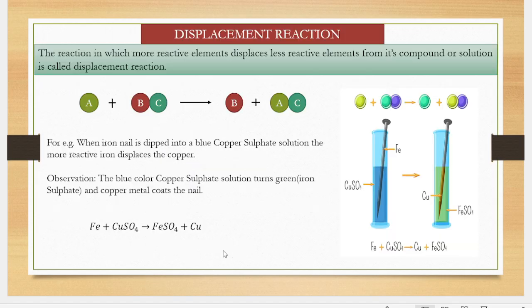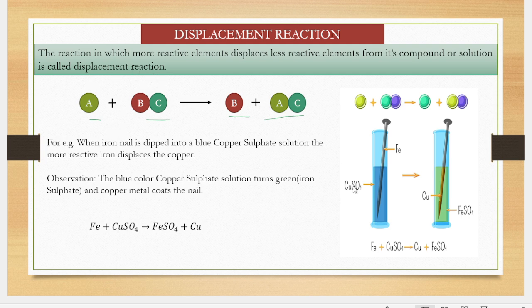Next topic is displacement reaction. What is a displacement reaction? What happens in a displacement reaction? In a displacement reaction, more reactive elements will displace the less reactive elements from their compound. Talking about the definition, the reaction in which a more reactive element displaces a less reactive element from its compound or solution is called a displacement reaction.